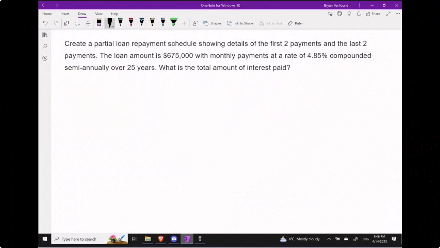In this question, we're going to create a partial loan repayment schedule showing the details of the first two payments and the last two payments for a loan amount of $675,000 that has monthly payments, and we know the rate is 4.85% compounded semi-annually over a term of 25 years. Once we're done with our repayment schedule, we'll also try to calculate the total amount of interest paid.